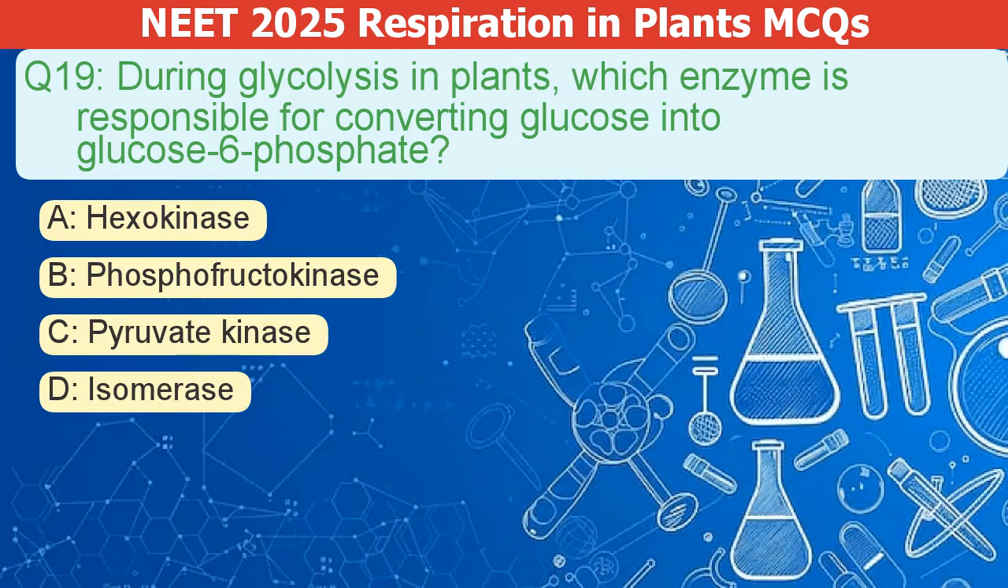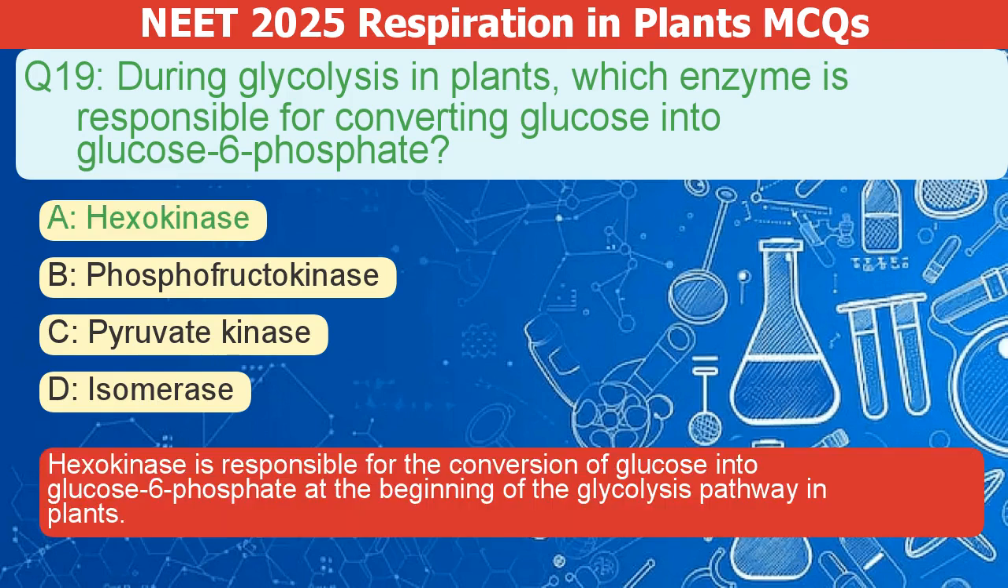In plant glycolysis, which enzyme converts glucose to glucose 6-phosphate? A. Hexokinase. B. Phosphofructokinase. C. Pyruvate kinase. D. Isomerase. The correct answer is A. Hexokinase is responsible for converting glucose into glucose 6-phosphate at the start of glycolysis in plants.